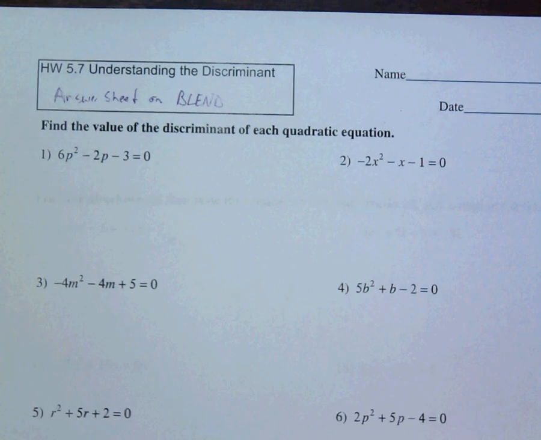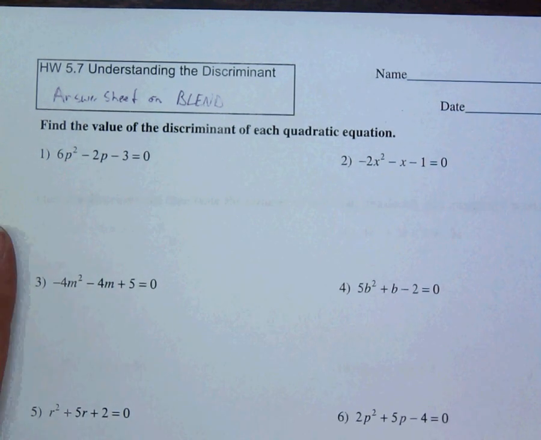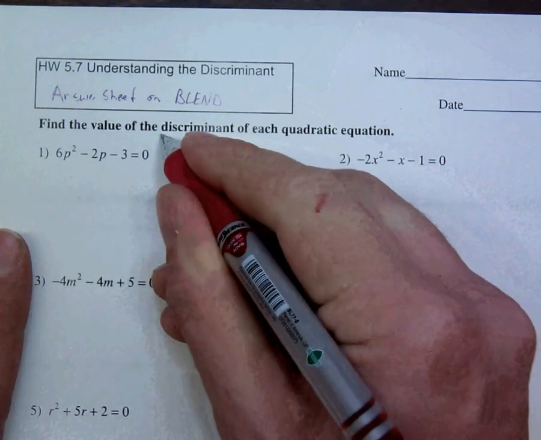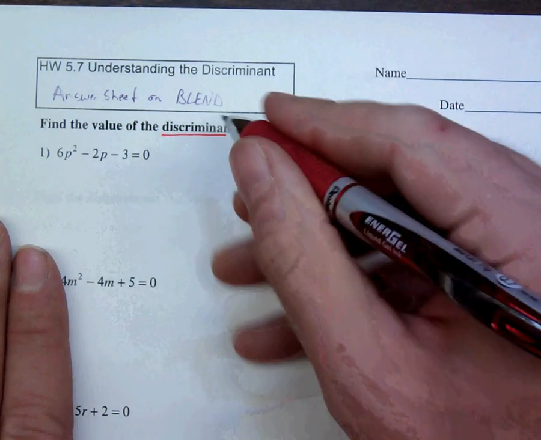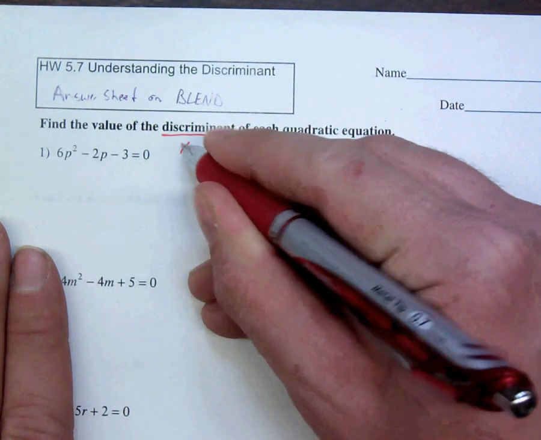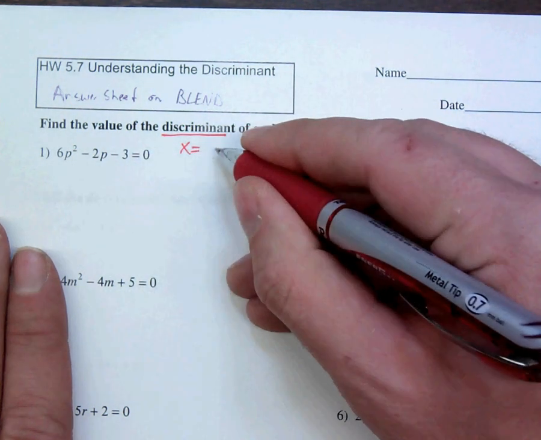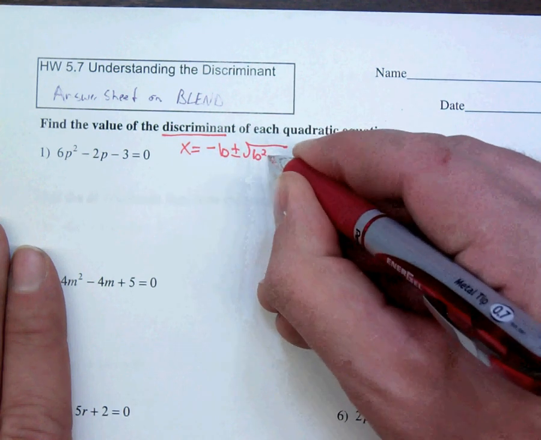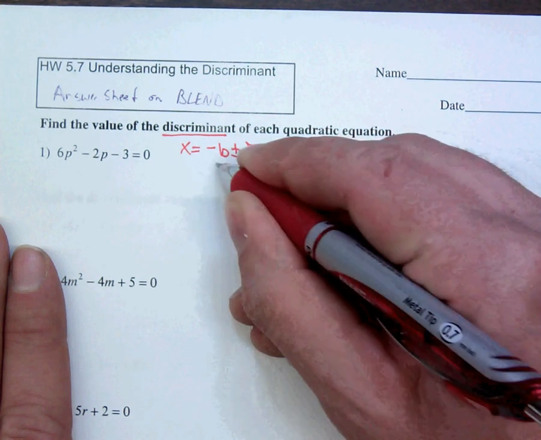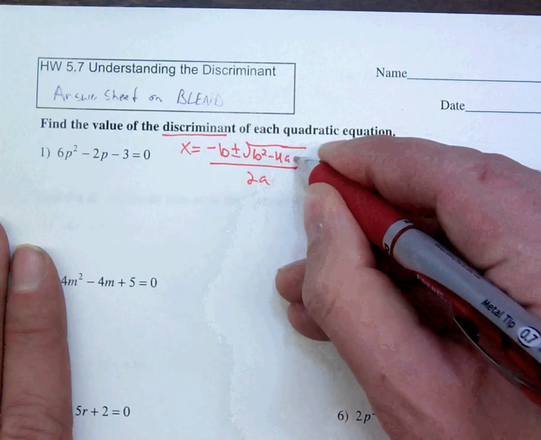Homework 5.7 is working with the discriminant. The discriminant of a quadratic equation is a part of the quadratic formula. Let's remember the quadratic formula says that the solutions to the quadratic equation will be negative b plus or minus the square root of b squared minus 4ac all over 2a.